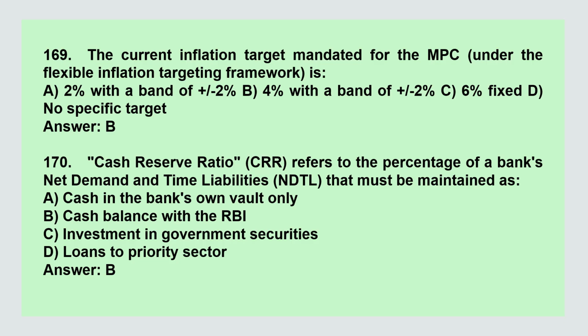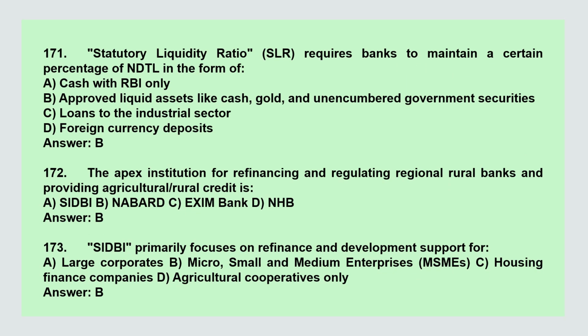Cash reserve ratio refers to the percentage of a bank's net demand and time liabilities that must be maintained as answer B, cash balance with the RBI. Statutory liquidity ratio requires banks to maintain a certain percentage of NDTL in the form of answer B, approved liquid assets like cash, gold, and unencumbered government securities. The apex institution for refinancing and regulating regional rural banks and providing agricultural and rural credit is answer B, NABARD. SIDBI primarily focuses on refinance and development support for SMEs, micro, small and medium enterprises.